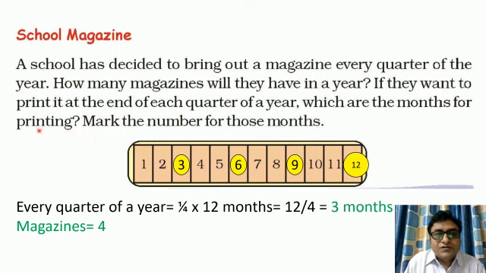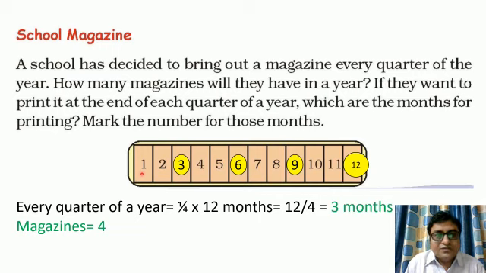So first we will find out what every quarter of a year means. So every quarter of a year means 1 by 4 into 12 months. 12 months makes a year. So a quarter of a year means 1 by 4 into 12 months. So 12 divided by 4 is equal to 3 months. So 3 months makes a quarter of a year.